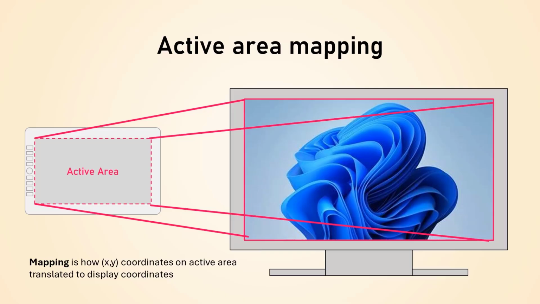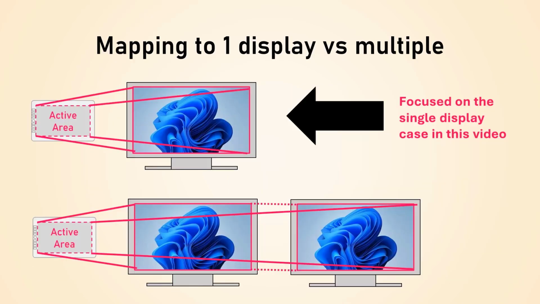A pen tablet does not have an embedded display, so its active area must be mapped to a display that is connected to your computer. Mapping is the process of taking a position on the tablet's active area, then finding the equivalent position on the display. The mapping can be applied to one display or multiple displays. However, for the purpose of this video, our focus will be the specific case where there's a pen tablet that is mapped to exactly one display.